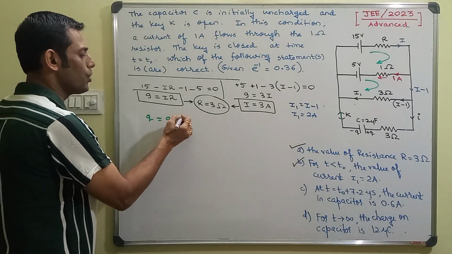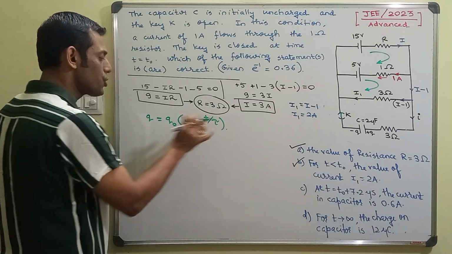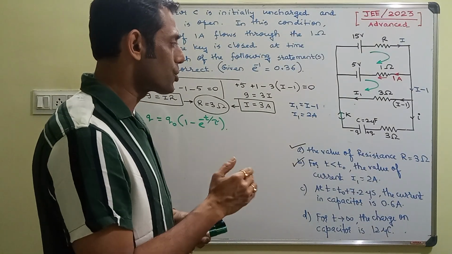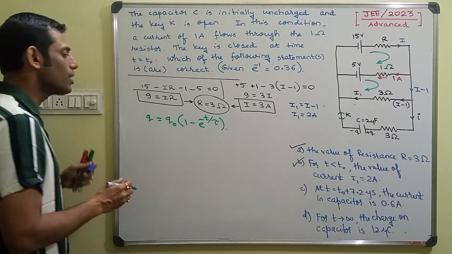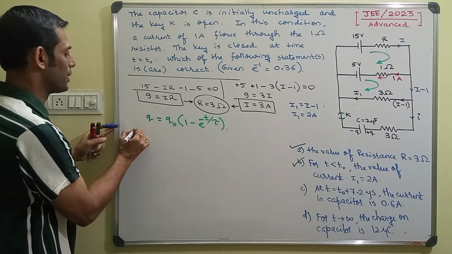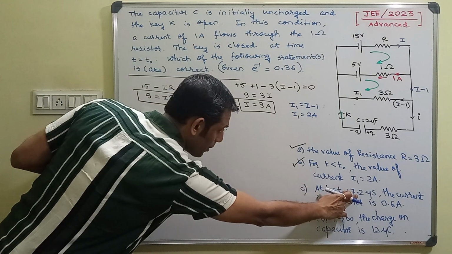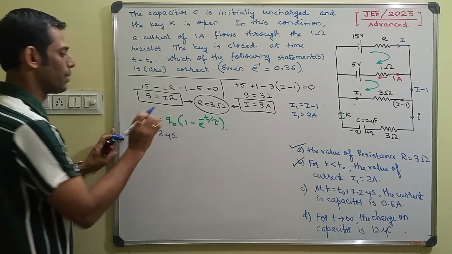So Q equal to Q naught (1 minus e to the power minus t by tau) is what applies to the plates of the capacitor. Before this, we need to go a little into the data. How much is the time that has been given? The time given in the option is 7.2 microseconds. So I will consider this as 7.2 microseconds.